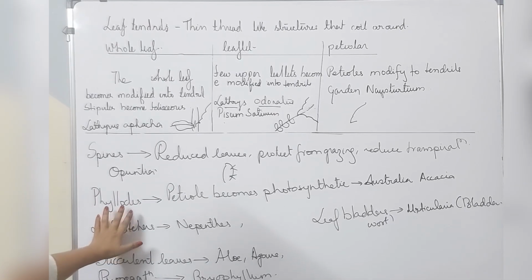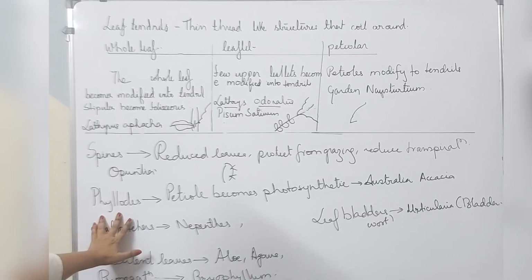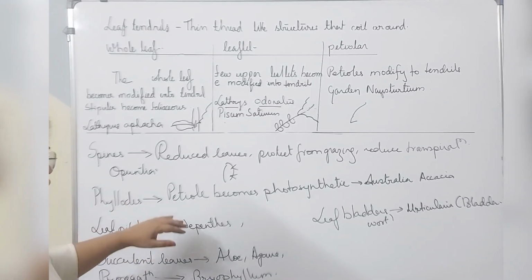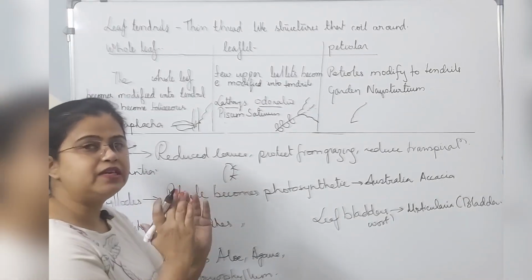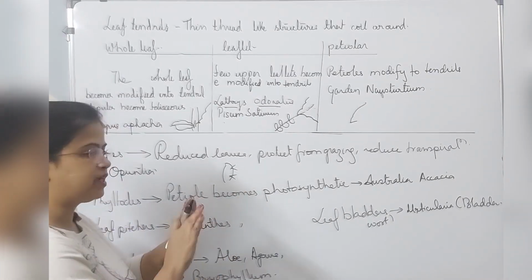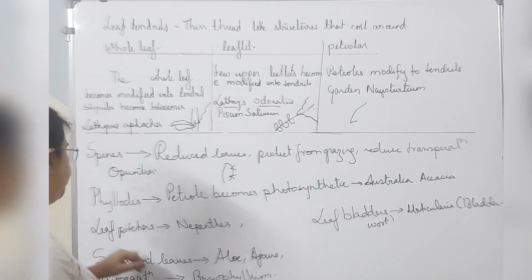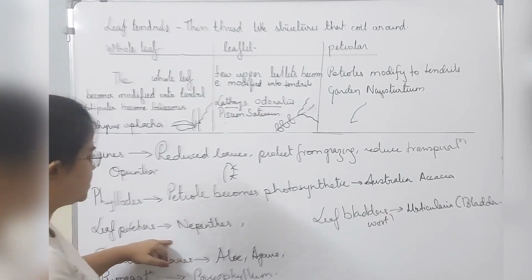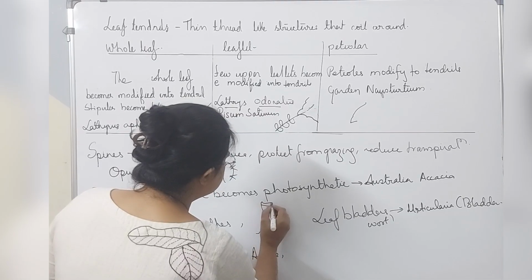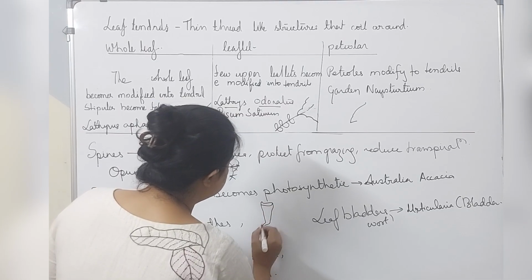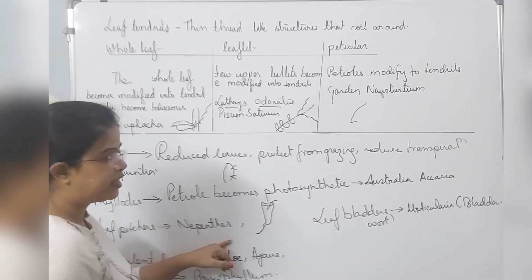Phyllodes. Do not confuse this with phylloclade. Phylloclade is a modification of stem and phyllode is that of a leaf. ये Australian acacia में देखने को मिलता है where the leaf lamina is absent. The petiole becomes flattened, broad and it performs photosynthesis. फिर leaf pitchers in Nepenthes, you know, the carnivorous plant. The leaf assumes the structure of a pitcher to trap the insects. Nepenthes में देखने को मिलता है.